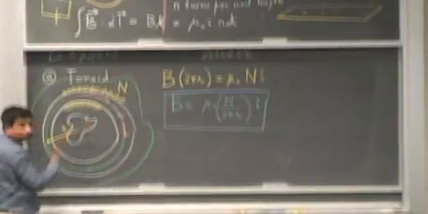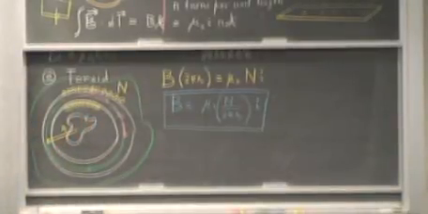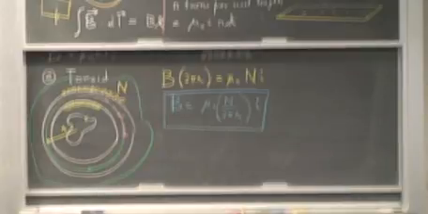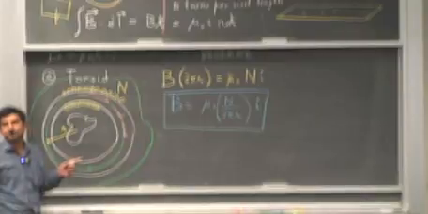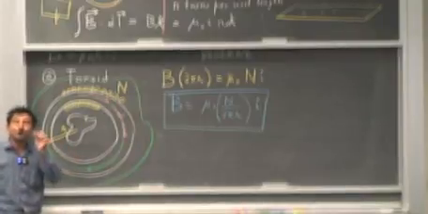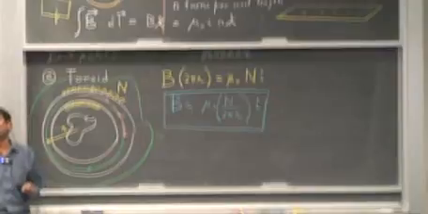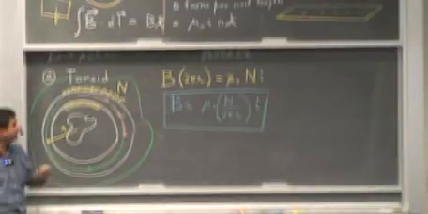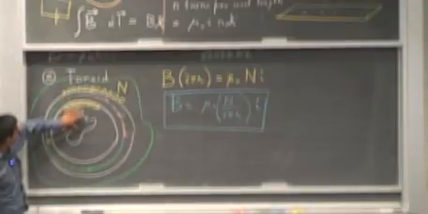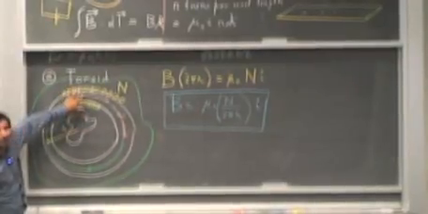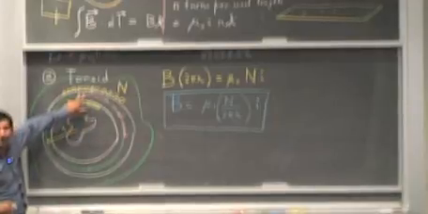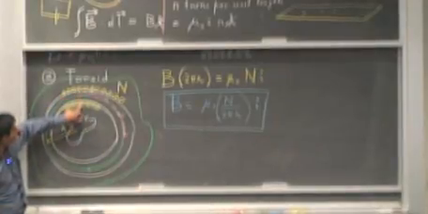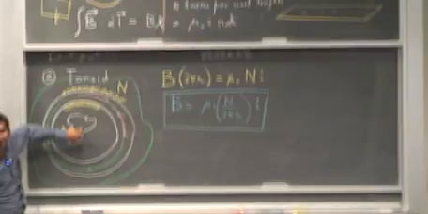The current enclosed is zero, so B dot dl will be zero. Okay, and fortuitously, by luck, the magnetic field is also zero. That's just by luck. If the radius of this toroid is large, so that the distance of these coils from these coils is the same, then the field inside will be zero.